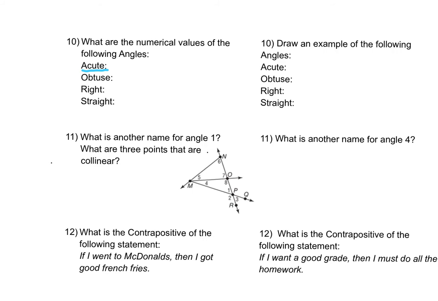So numerical values means what are the possible values of x degrees for an angle for each classification. So an acute angle is a small angle. It falls somewhere in between 0 degrees and 90 degrees. Now our obtuse angles are big angles, so they're bigger than 90 degrees, but less than 180 degrees. And then our right angles, as you know, are going to be equal to 90 degrees. And then lastly, our straight angles are going to be equal to 180 degrees.